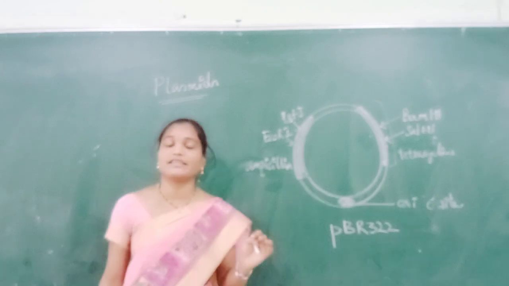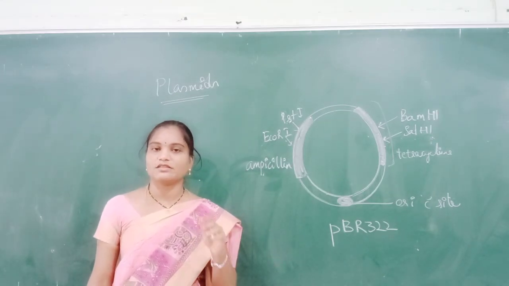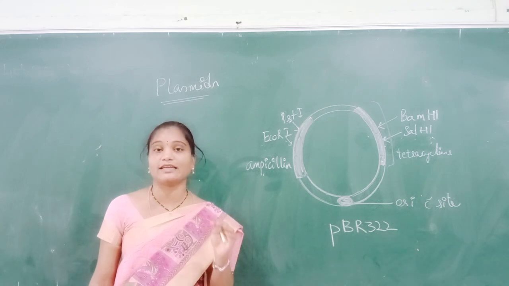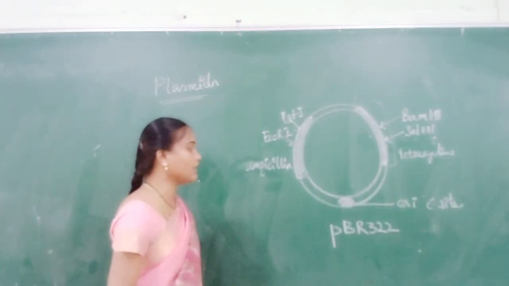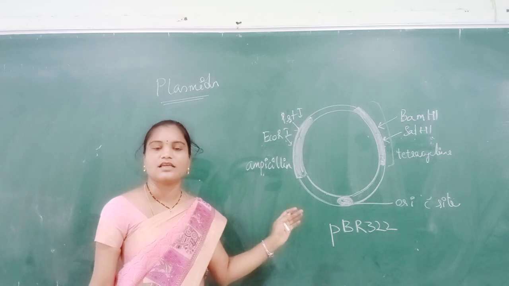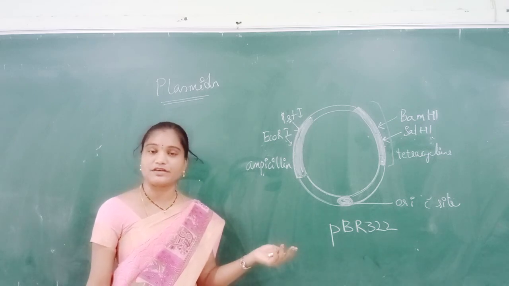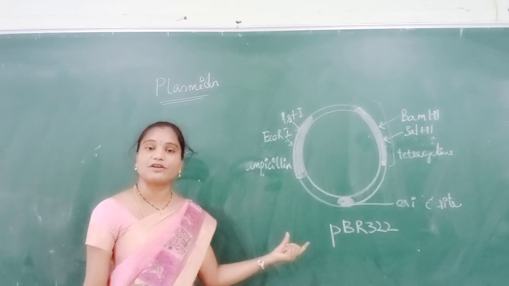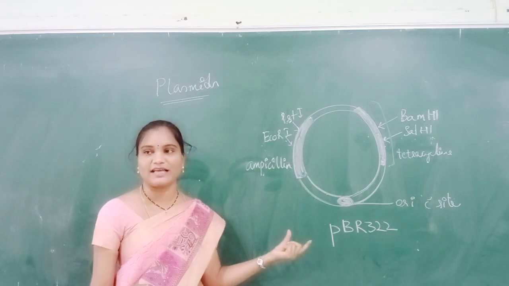So in genetic engineering experiments, the first foremost genetically engineered vector is pBR322. Okay, so pBR322 is an artificial plasmid that is used for inserting your gene of interest into the host organism. This is prepared from a bacterial plasmid.